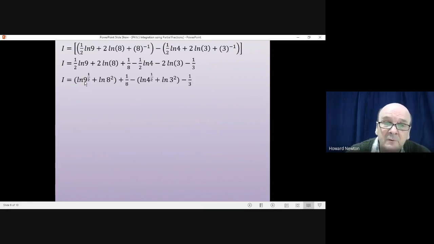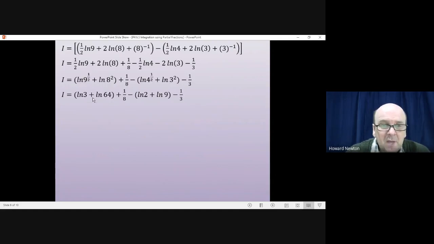So that'll be helpful. And similar here, using the same rule, we've taken the 2 into the log to get the log of 8 squared there. We've taken the half into the log here to get log 4 to the half. And again, the square root of 4 we know. And we've taken the 2 into the log here to get log 3 squared. Now, 9 to the power of a half is 3, 8 squared is 64, the square root of 4 is 2, and 3 squared is 9. That's all we've done there.